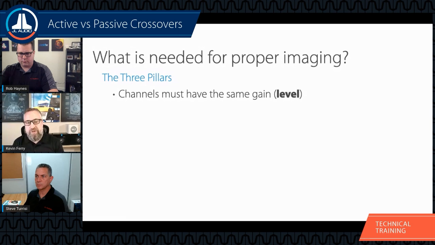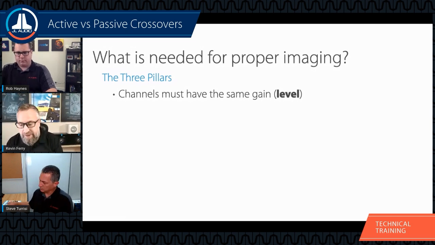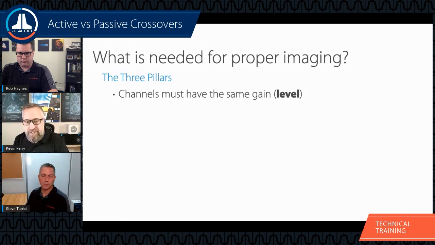When we talk about these 3 pillars, the first pillar is your channels must have the same level or the same gain. So everything must be the same level at the listening position. I will clarify that, and that is an extremely important clarification, because just because you're playing all of the speakers at the same level doesn't mean that at the listening position they are going to arrive at the same level, because you have different distances and all of that stuff. So we need to make sure that they all have the same level at the listening position.